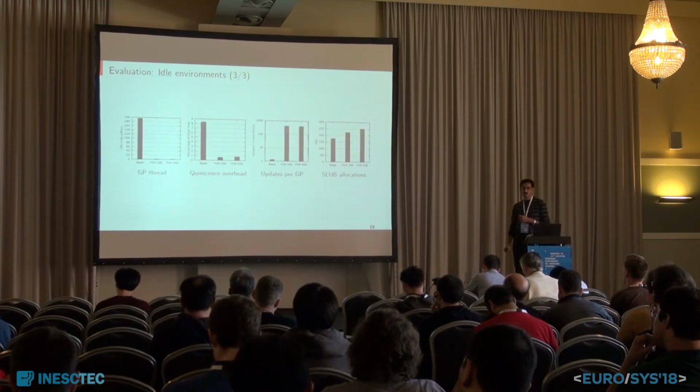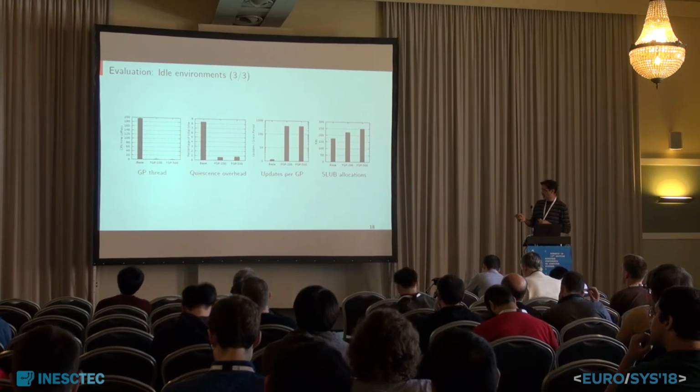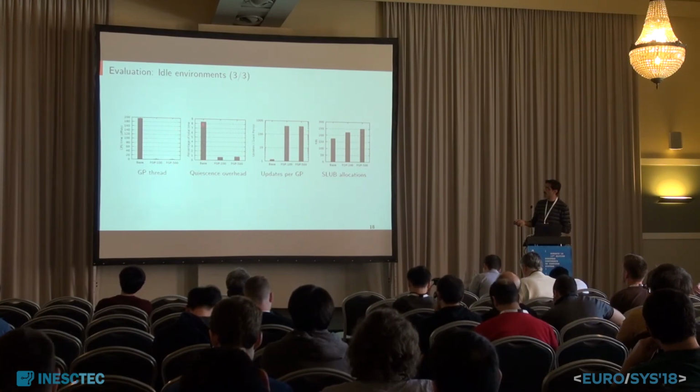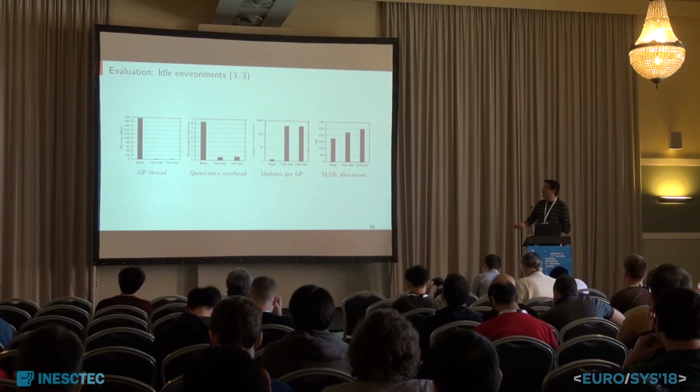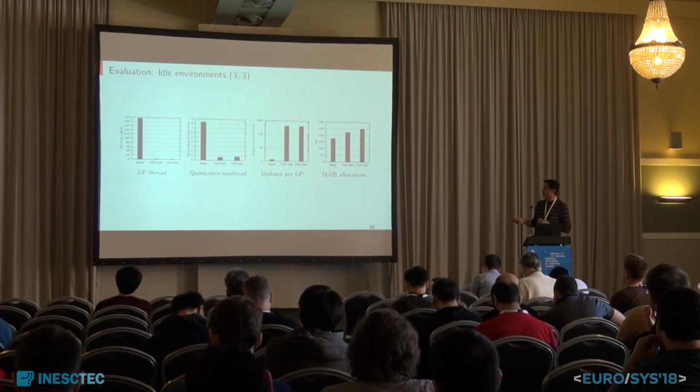And a couple of statistics related to the RCU grace period. This is the CPU cycles consumed by the grace period thread. It has reduced drastically. And this is the overhead of quiescent state reporting when the system is idle. It has reduced from 8% to less than 1%. And the number of updates handled per grace period was around 1.3 on average. So it's around 400 to 500 with our enhancement.